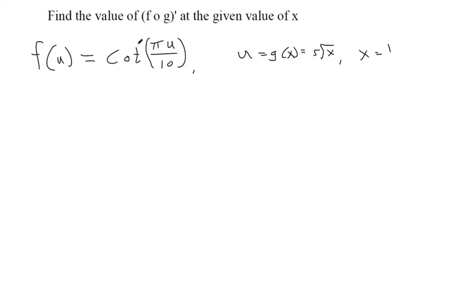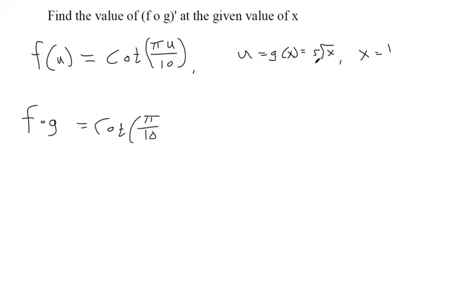So they want f composed of g. So that's what that little circle means. It means put the function g into the function f. So to do that, here's my function f. There's nothing to put in yet because we're dealing with just constants, and here we go. I've gotten to the variable of the function, u.